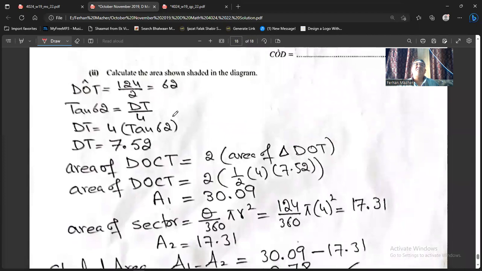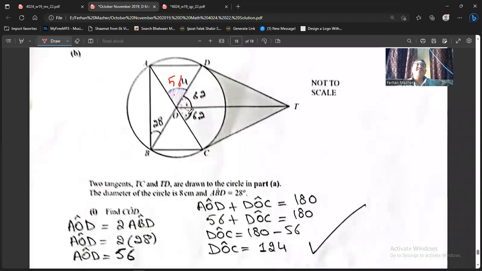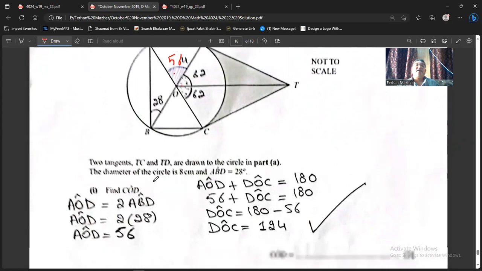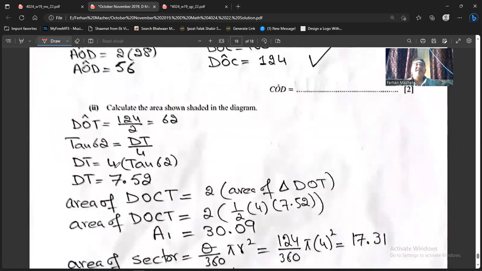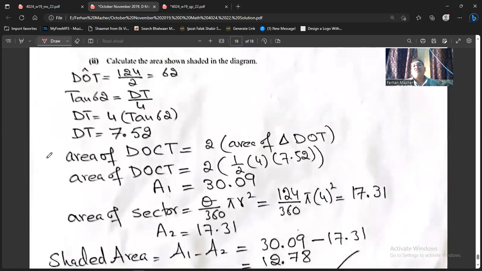The angle DOT will be 124 divided by 2, that is 62. So this angle is 62. And I know this radius is 4. Here you see I have written 4. And I will take tan of 62. This angle is 100% 90. Tangent and radius are perpendicular to each other. So if I take tan of this, that will be the perpendicular divided by the base. So tan 62 will be equal to DT divided by 4. So DT will be equal to 4 multiplied by tan 62. So DT will be equal to 7.52.